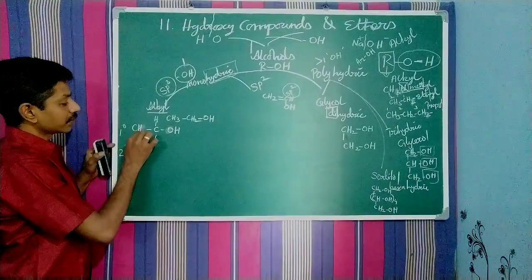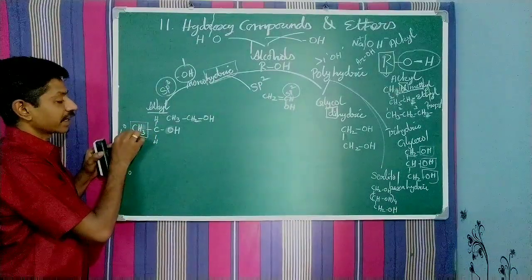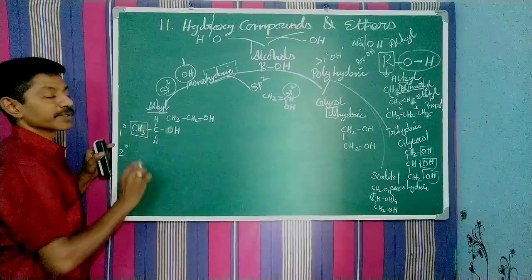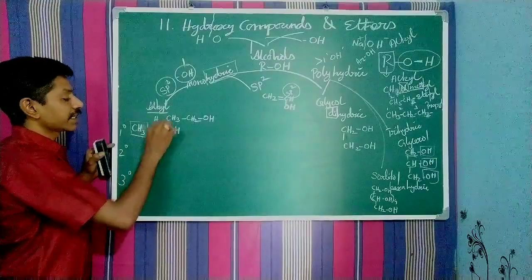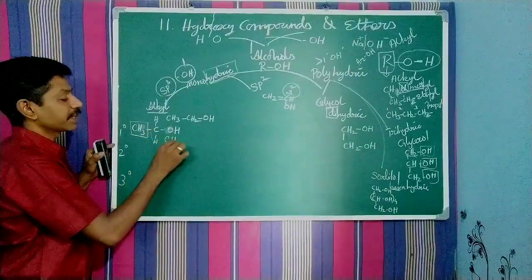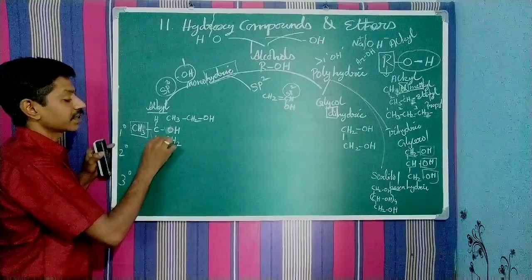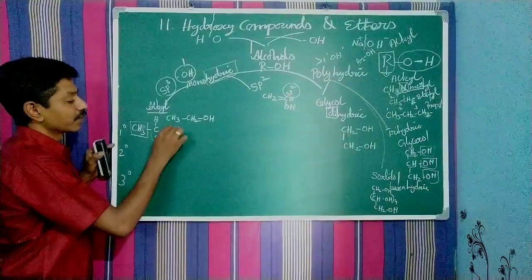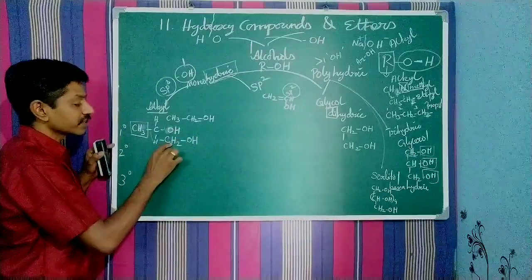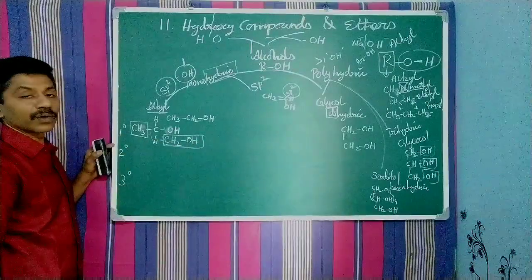Now, only one R group is attached to one side, so it is primary, and on the other side the OH group is attached, and leaving that, the sp3 hybridized carbon is CH2 in nature. This is the part you have to understand. If the OH is attached to a carbon which is CH2 in nature, then we talk about the primary alcohol.